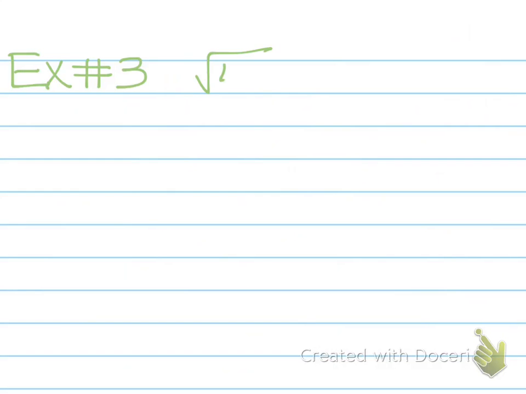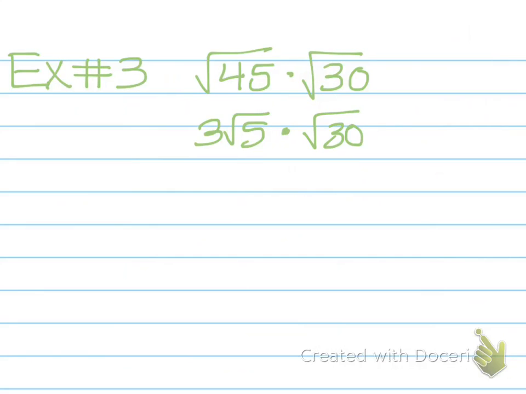All right, square root of 45 times the square root of 30. All right, let's simplify first. The factors of 45 that give me a perfect square are going to be 9 and 5. So I'm going to have 3 root 5 times the square root of 30, because that can't be simplified. So then I'm going to have 3 root 150, because I did 5 times 30.